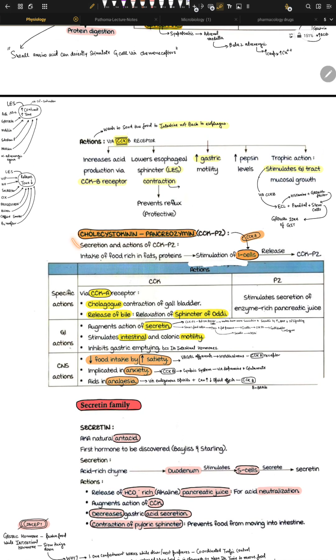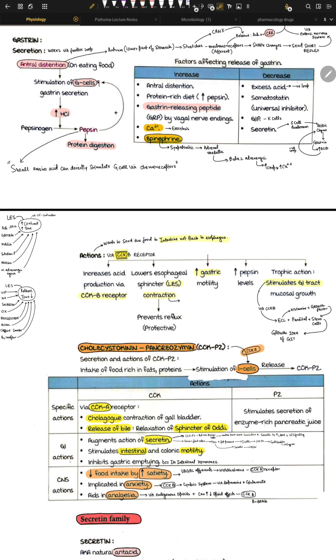Okay, so that was CCKPZ, and gastrin. We would think that they work, that they are from the same family, but they are a little bit different. So it's very important that we understand their function and their relation with each other. Okay.